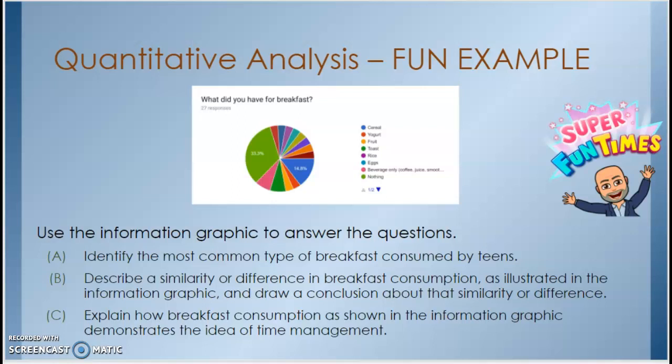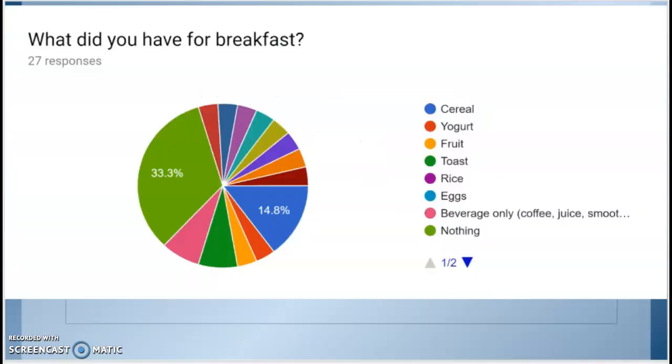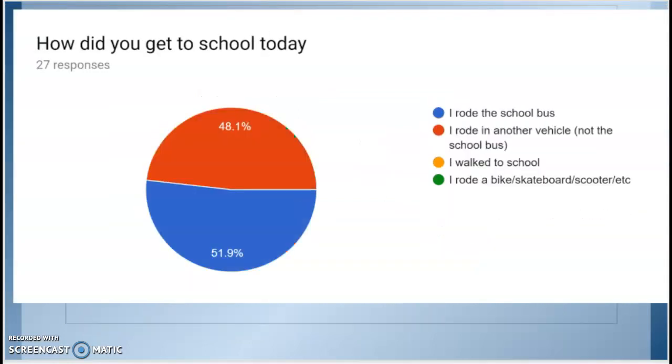A, identify the most common type of breakfast consumed by teens. Remember, identify. One sentence is fine. B, describe a similarity or difference in breakfast consumption as illustrated in the information graphic. So a similarity or difference. And draw a conclusion about that similarity or difference. So you'll see there's 2 points available in Part B. And C, explain how breakfast consumption, as shown in the information graphic, demonstrates the idea of time management. So there you can see 1 point for Part A, 2 points for Part B, 1 point for Part C. So use these charts and fill out your document.